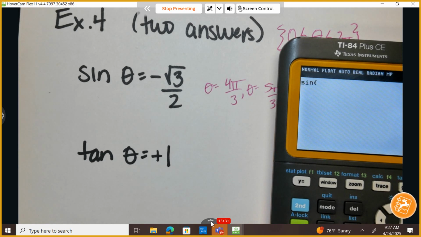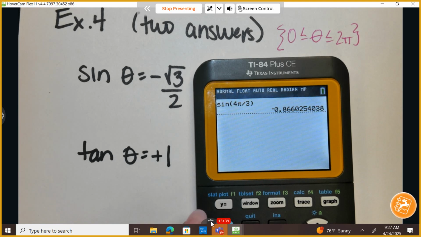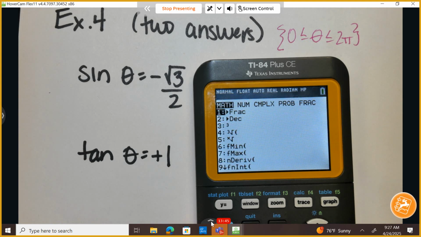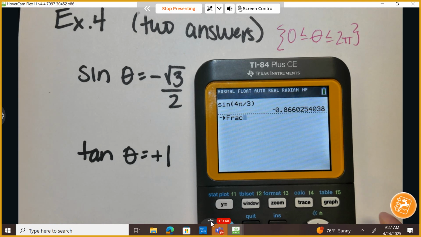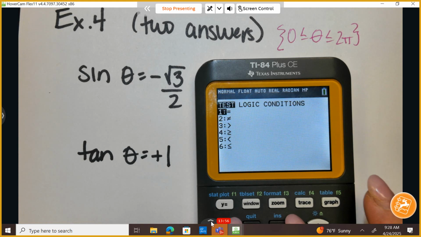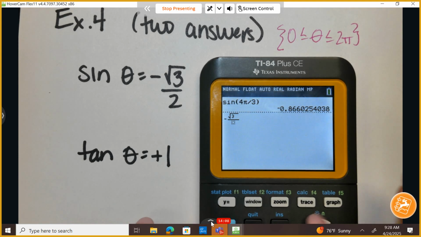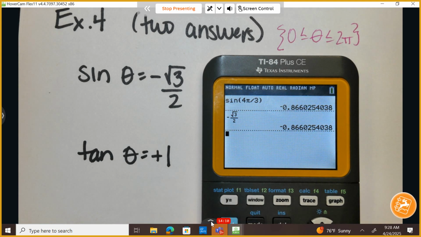If I do the sine of 4 pi divided by 3, this is what I get for an answer. And now let's see if that's equivalent here. Negative, I want to use that. I have to remember really quick how to get to the fraction. Does anybody remember how to incorporate the fraction? It's alpha and then the one next to it. Oh, thank you so much. Square root of 3 divided by 2, and we can see they're equivalent. So that satisfied the first one.